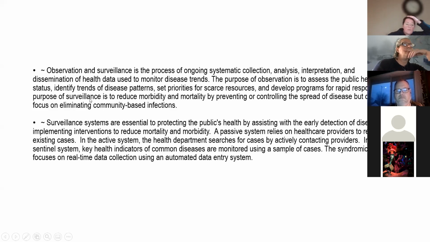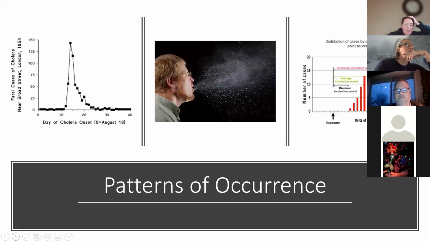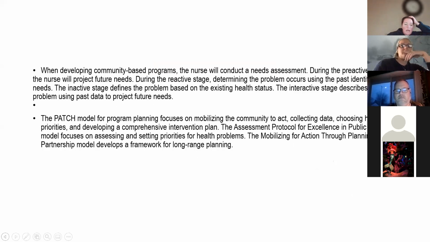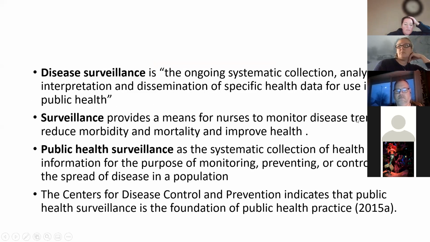I want you to know surveillance and our passive and active systems. We see passive and active throughout this study guide several times. And we look at our patterns of occurrence, which is what we just talked about. I did a second slide on our definitions to emphasize that we want to know our definitions.